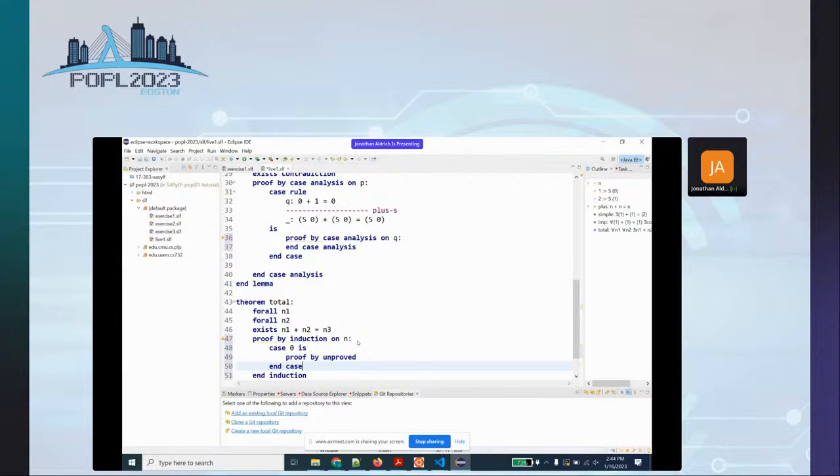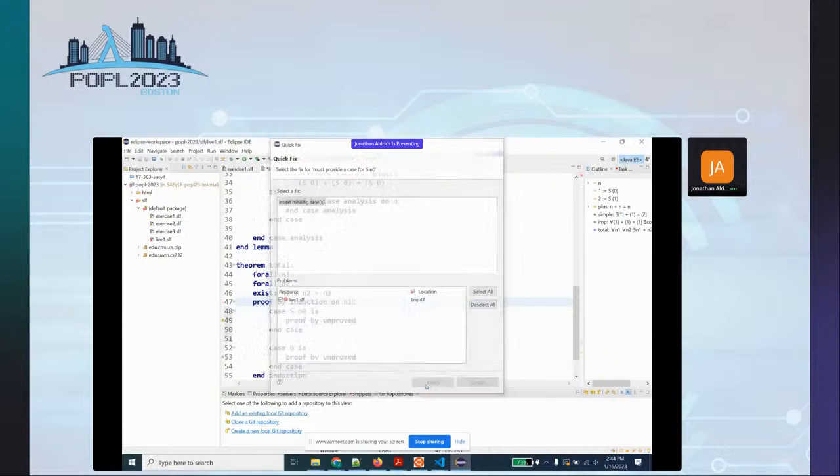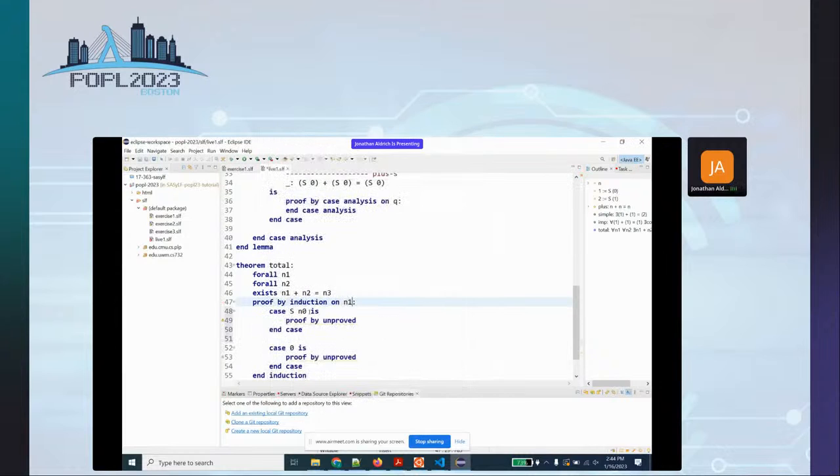So that's one of the cases we're going to do. And note we have other cases that are necessary. I need N1 here, and it's a little bit happier. And we have an unproved case. And actually we need another case, and I can let it fill it in for us. So it chooses a variable N0, but we probably want to call it N1 prime.